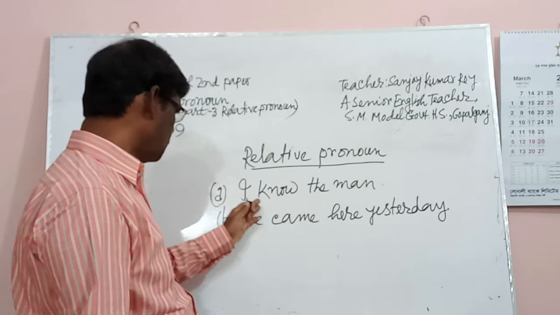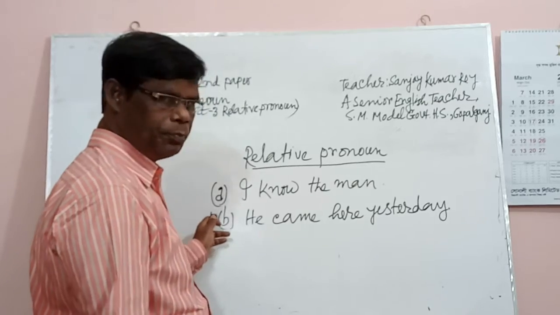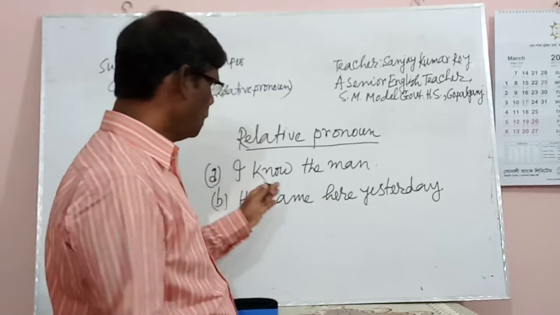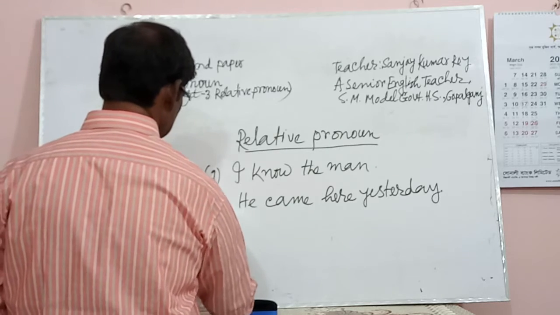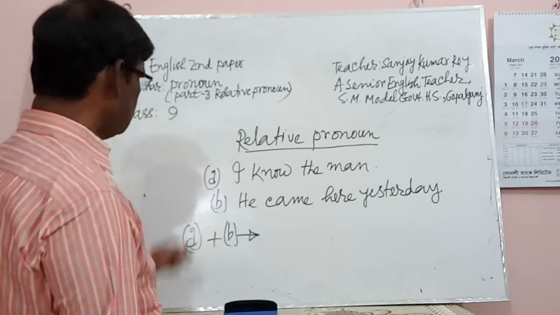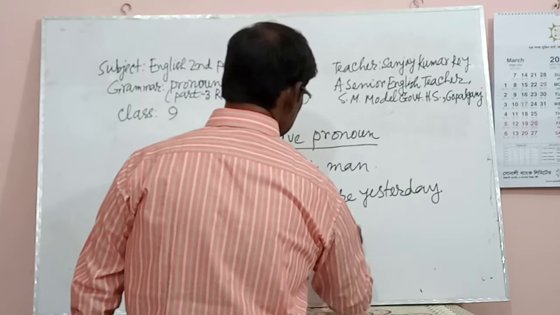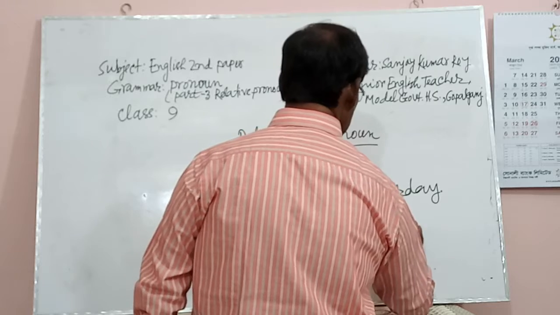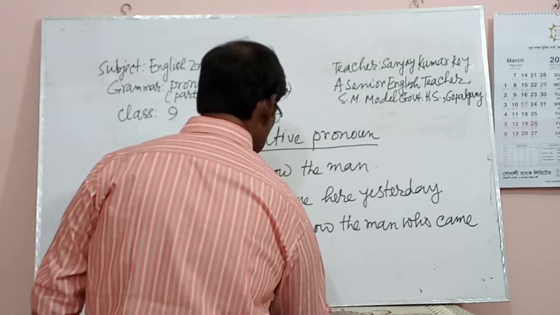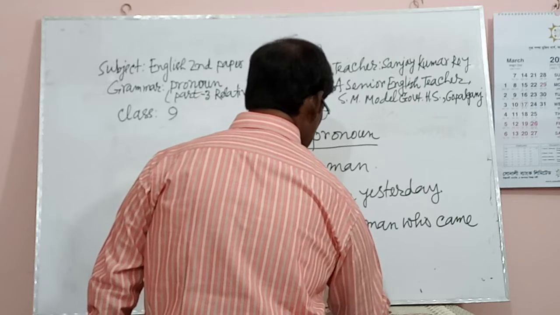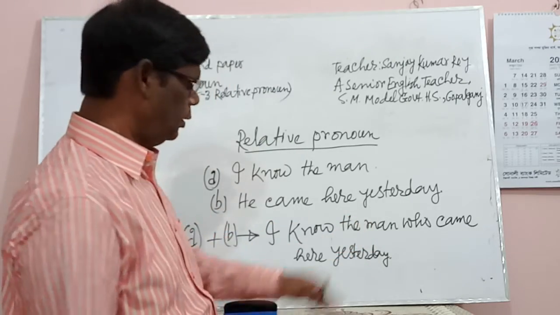Here I have written two sentences. A: I know the man. B: He came here yesterday. Combining these two sentences, what can we say? We can say: I know the man who came here yesterday.